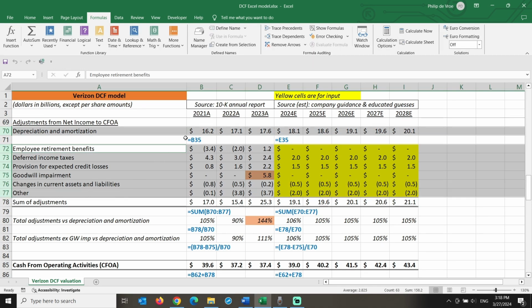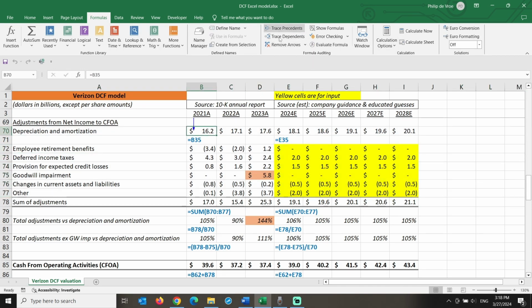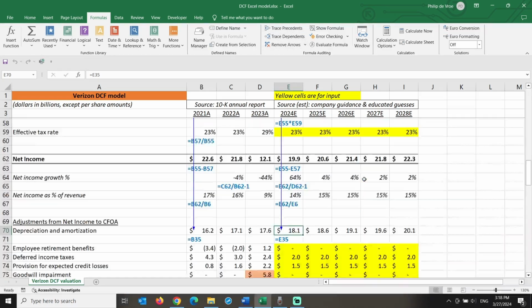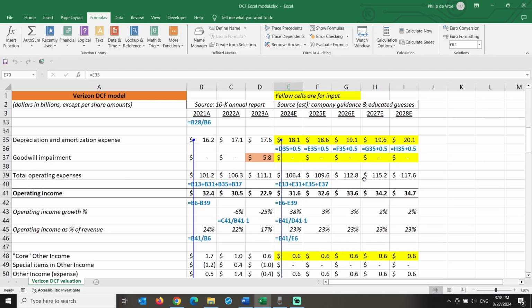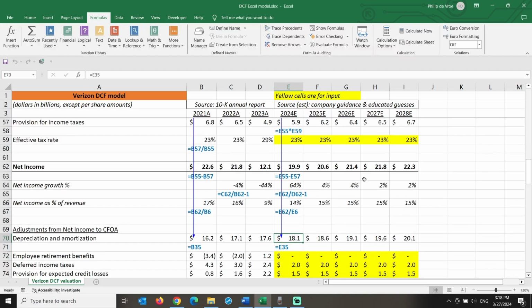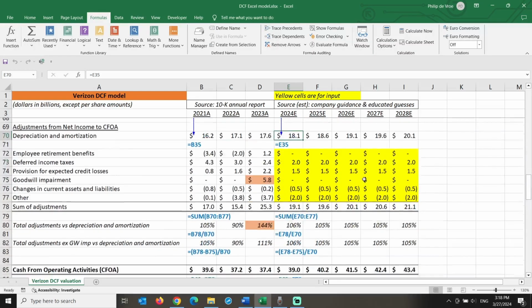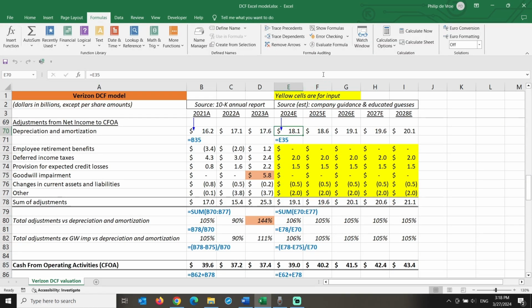The first, most obvious, and in the case of Verizon, by far the largest item, is depreciation and amortization. In the income statement, you deducted depreciation and amortization as an expense, which lowers the pre-tax income and the provision for income taxes. Now you add it back, as depreciation and amortization are not paid to anybody. You perform the depreciation and amortization add back on both the actuals as well as the forecasted numbers.